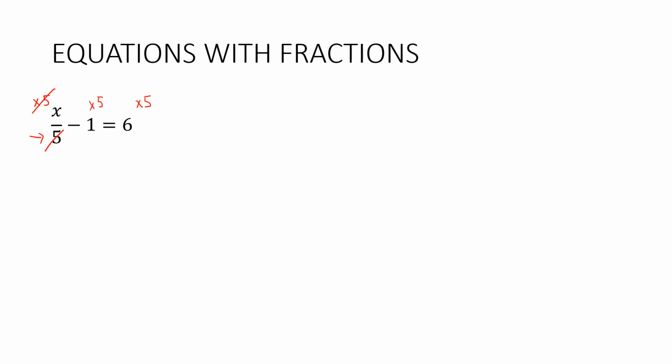We're going to get x take away 5 is equal to 30. See how I did that? And now all I've got to do is move this 5 over. So x is equal to 35. Now you can do that one the other way if you want to, but let's have a look at a harder one.